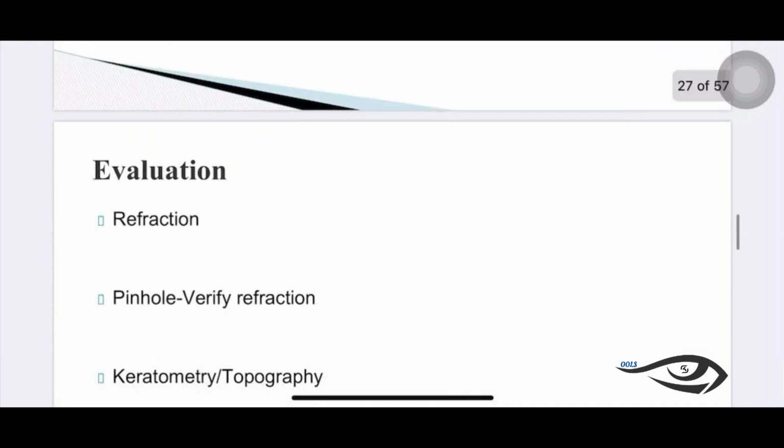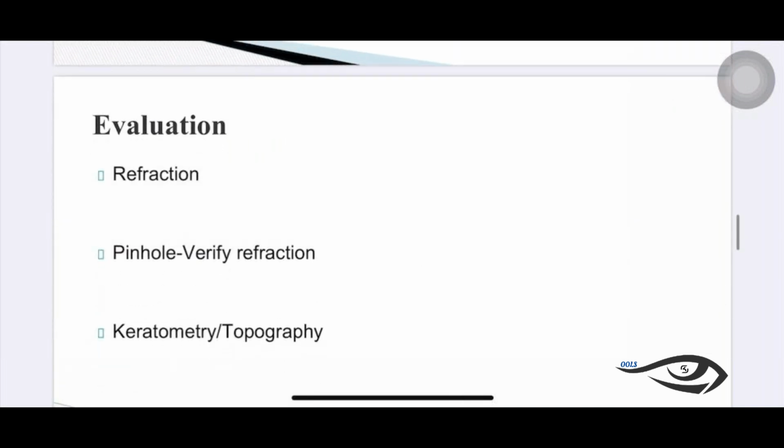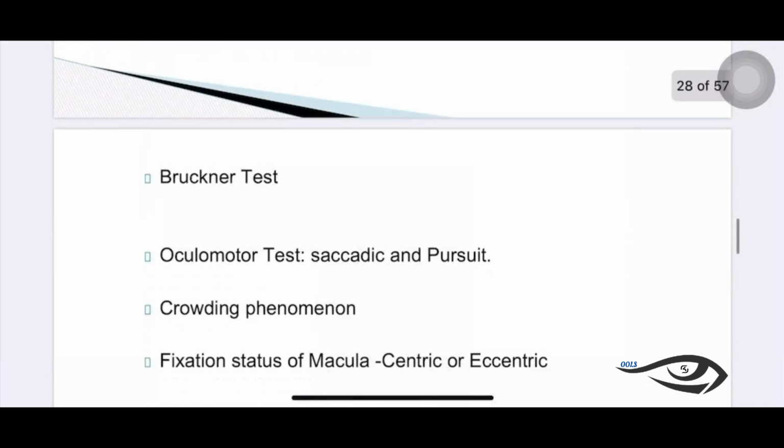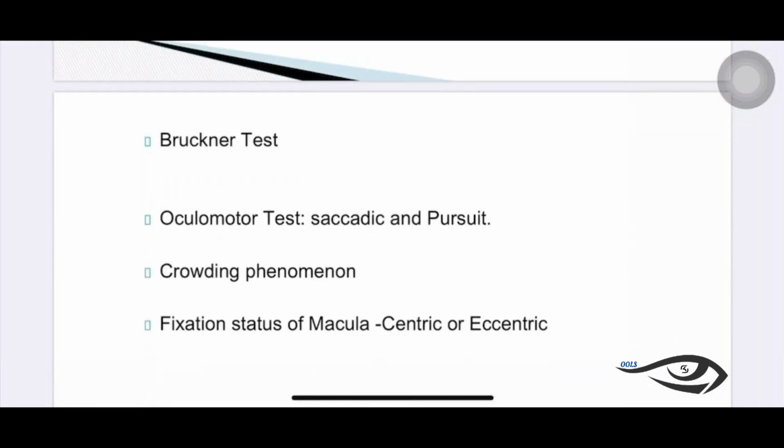Next is you have to do refraction. You have to check the visual acuity with the pinhole, and you have to check the keratometry or topography reading. And then you have to do the Bruckner test, which you have to do with the ophthalmoscope, and then the ocular motor test, in which you have to check the saccadic movement as well as pursuit movement.